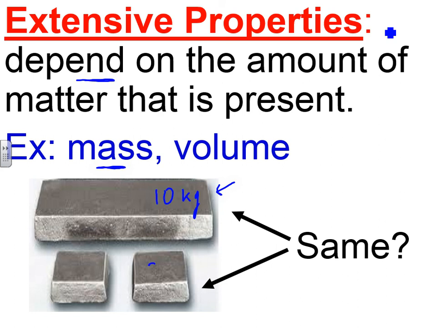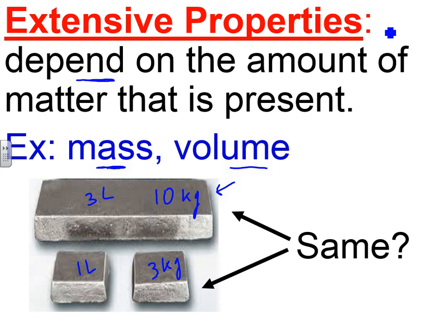Now the mass is different. If the size of the matter, the amount of matter is different, and the mass is different, then the mass depends on how big the piece is. It's extensive. Another example is volume. We'll say that this takes up 3 liters. We'll say that this takes up 1 liter. And so what you've got is the piece got smaller and the volume got smaller, which means volume depends on how much matter you have.